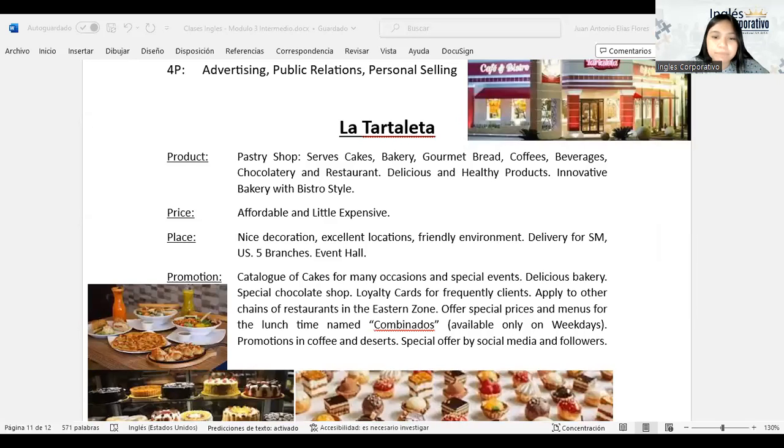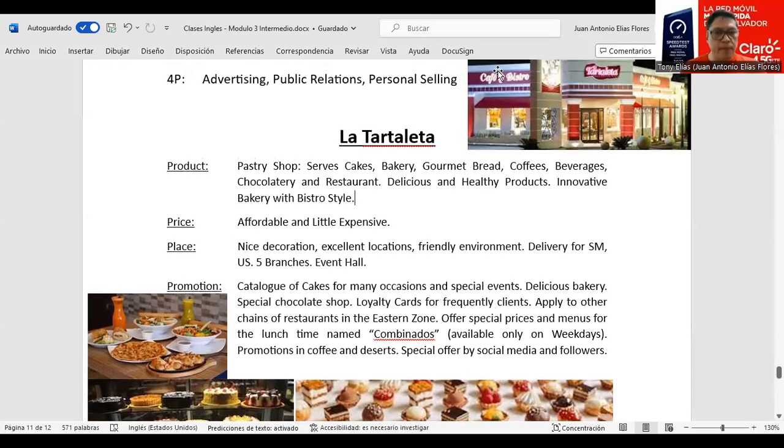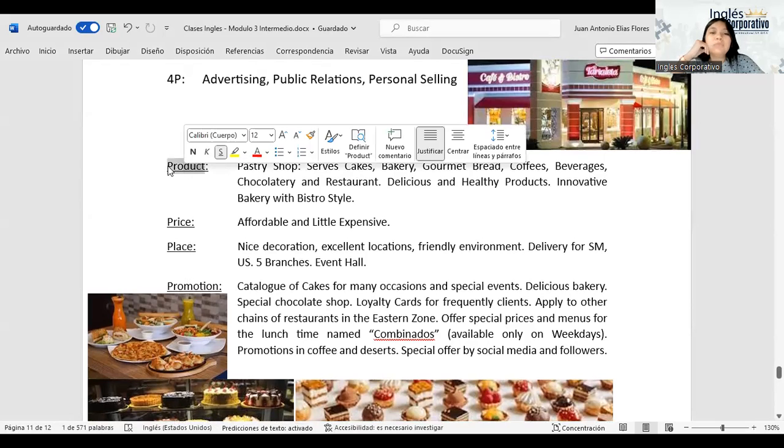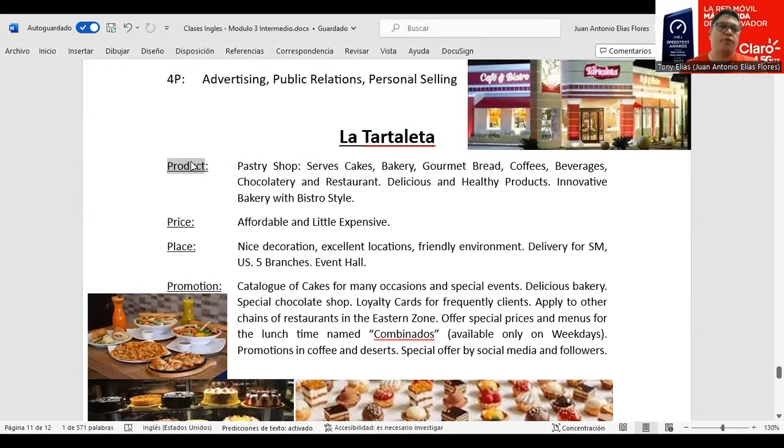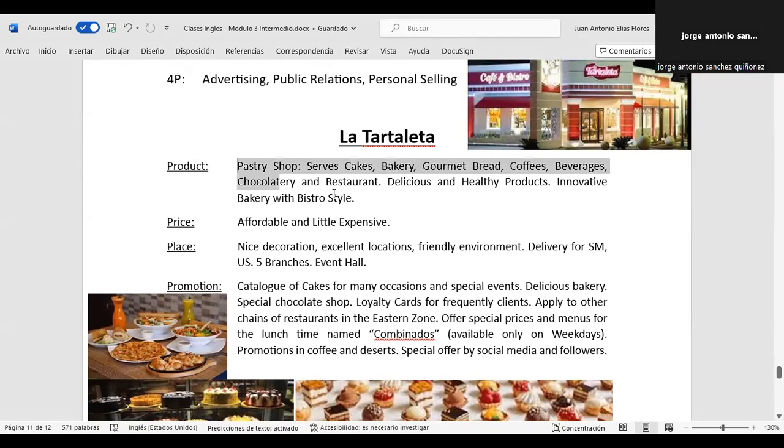Okay, and see. Our team, with Jorge, Carlos, Omar, Wendy and Nelly, will talk about the bakery La Tartaleta, which is located in the eastern zone in San Miguel and Usulután. And we are going to talk about this special bakery: the product, price, place, and promotion.